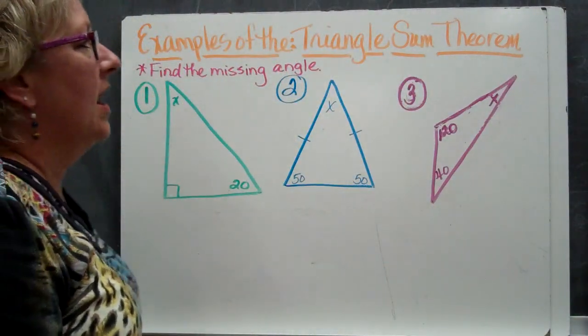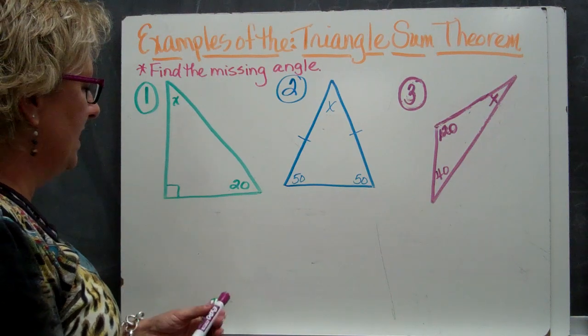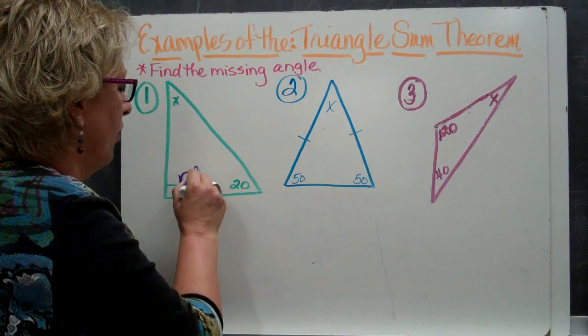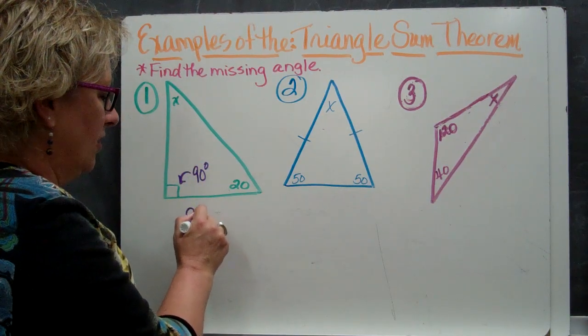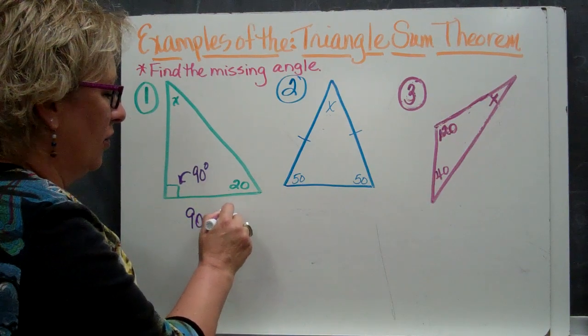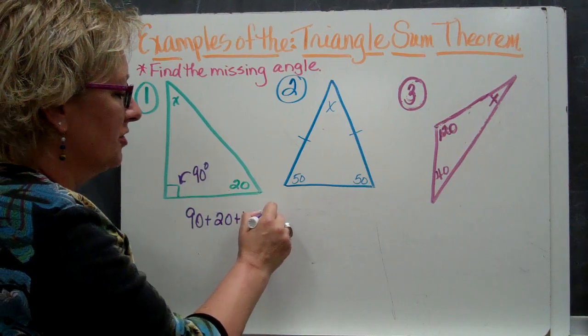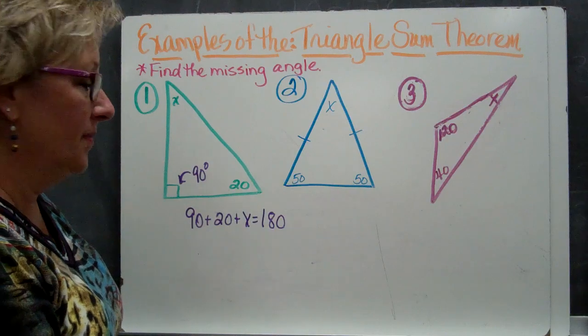Let's look at the triangle sum theorem when we're looking at triangles. This sign here means that it is a 90-degree angle, and I know that this is the symbol for it, so this is 90 degrees. And if I have a 90-degree angle plus a 20-degree angle plus the x angle, which I'm trying to find, it all should add up to 180 degrees according to the triangle sum theorem.